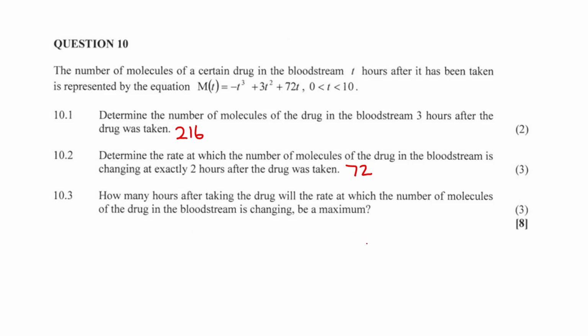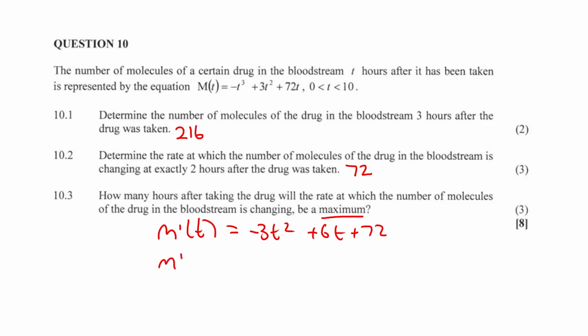10.3, how many hours after the drug will the rate at which the number of molecules of the drug in the bloodstream is changing be a maximum? Lovely question here, playing on the section's name, Maxima and Minima. So with this, we utilize our first derivative once more, then the second derivative equated to 0, and we solve for t. It's asking for a maximum here. So we know that our first derivative was negative 3t squared plus 6t plus 72, right? We're using that answer from 10.2.